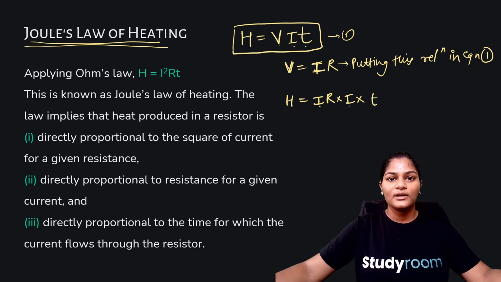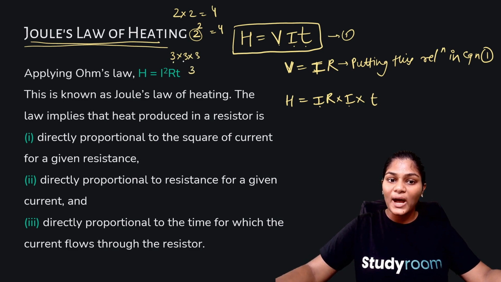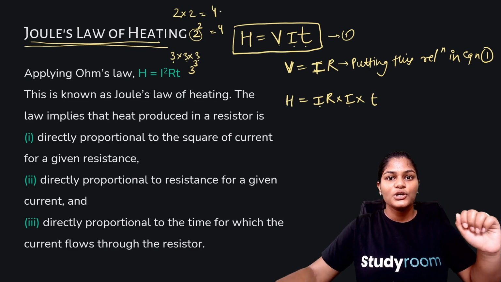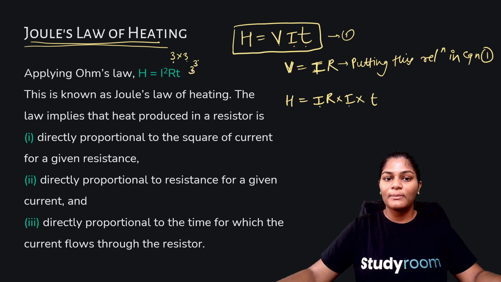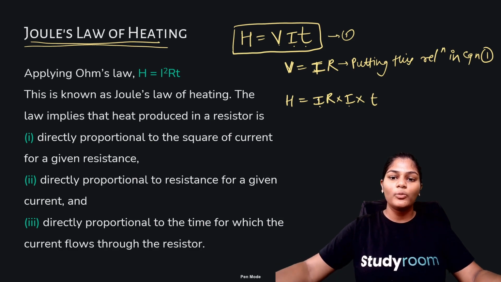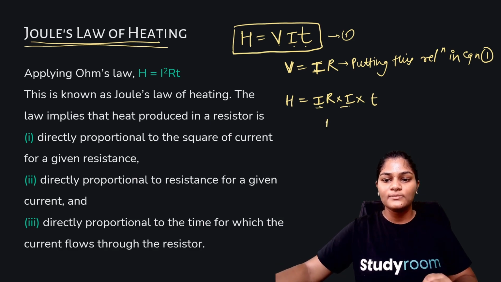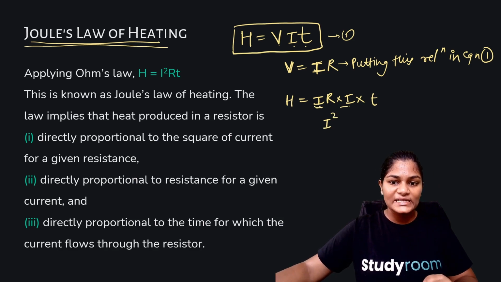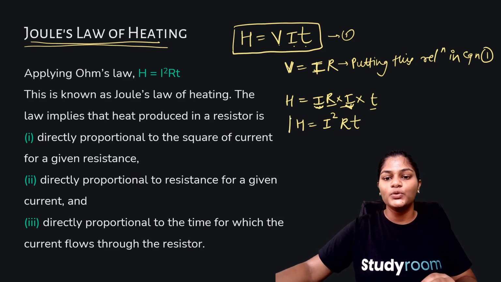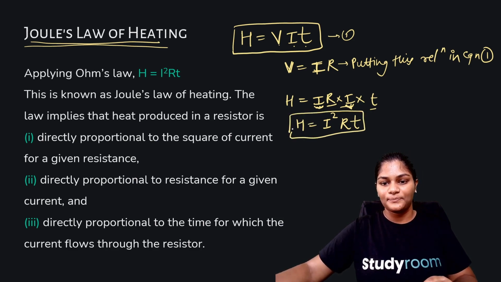Now, what is I into I? How do we represent it? What is 2 into 2? It is 4, and 2 squared is 4. If it's 3 into 3 into 3, it is 3 to the power 3, because whichever number you are multiplying, as many times as you multiply it, that is the power. So here how many times are we multiplying I? 2 times. So this becomes I square. So that takes care of this I and this I. What is left? R and T. So H is equal to I square RT.